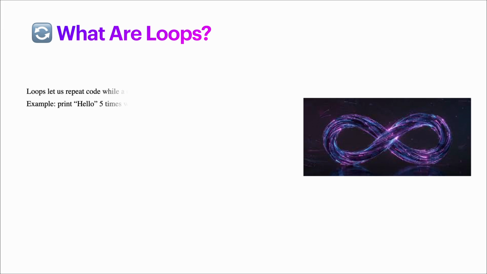What are loops? Well, loops let us repeat code while a condition is true. Example: print hello 5 times without writing system.out.println 5 times. Okay, how do we achieve this? It says a loop lets us repeat code while a condition is true. Now, if we were to print hello 5 times from what we know, we would say system.out.println. Okay, let's do it practically so you see what I mean.